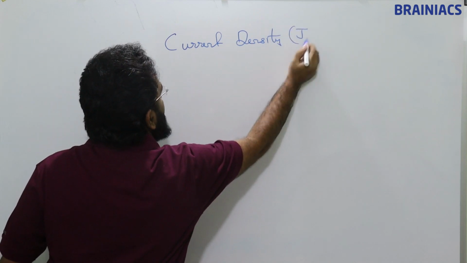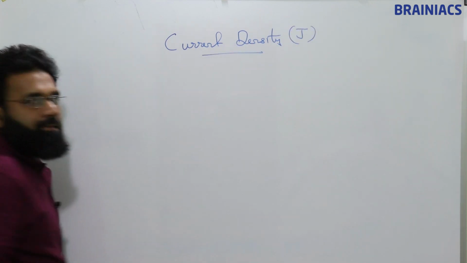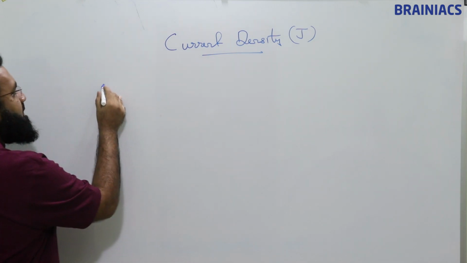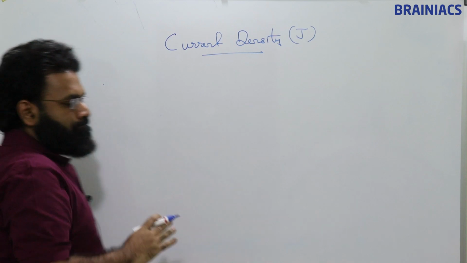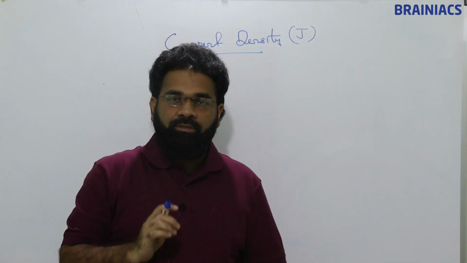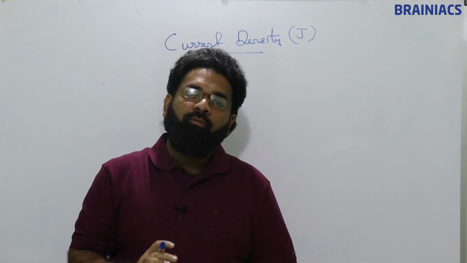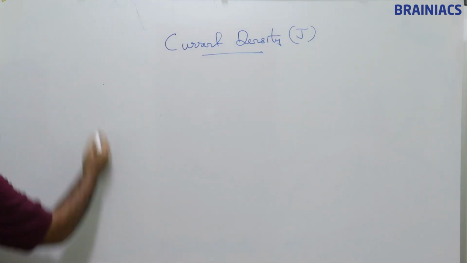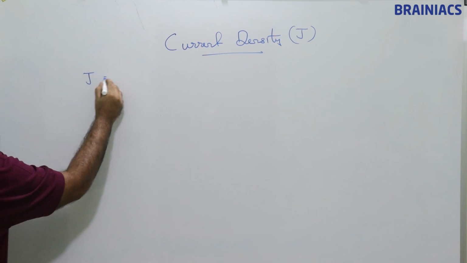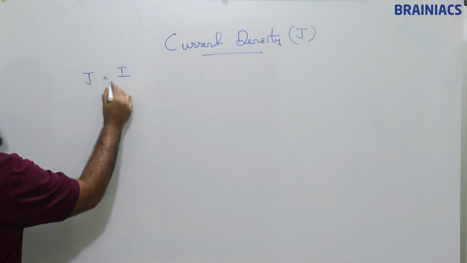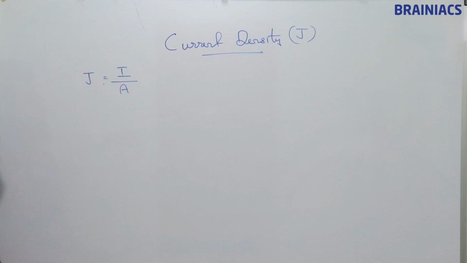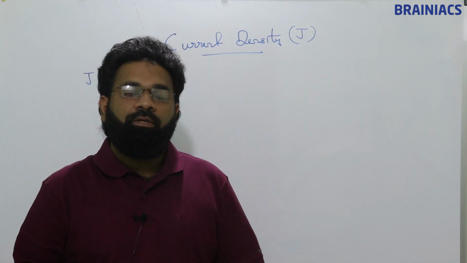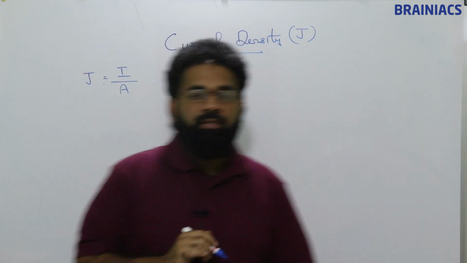It is denoted by the letter J. So current density J is nothing but the current flowing per unit area. Say J is equal to current per unit area. So I by A, the current passing through unit area, this is what is current density.